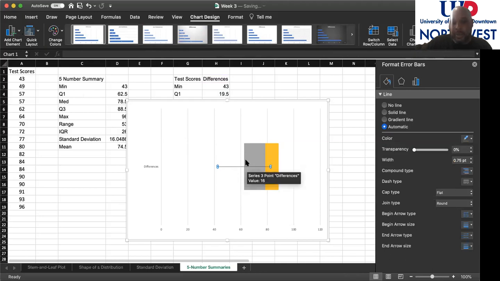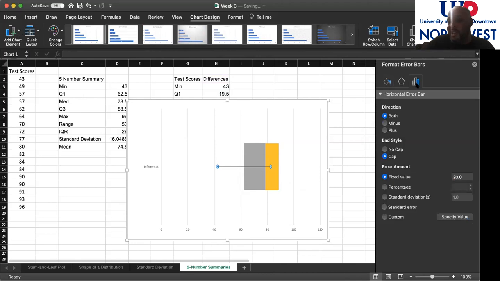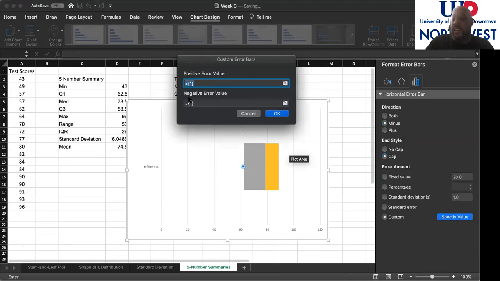So here's what we do. Up here, you can readjust the actual bars themselves. We want this left one to be our minus bar. It's our minus error bar. And then we also want the link to be the custom bar. We want to customize that link, and we're going to specify how far we want that bar to be. So we're going to specify the value. And we're dealing with the negative error bar right now, because we're on the left-hand side.